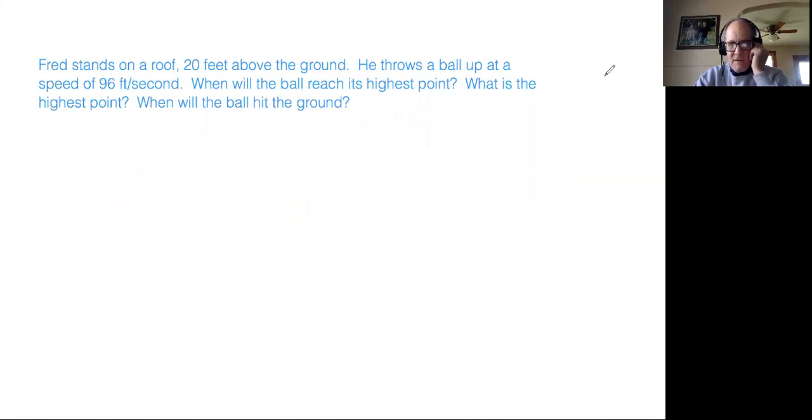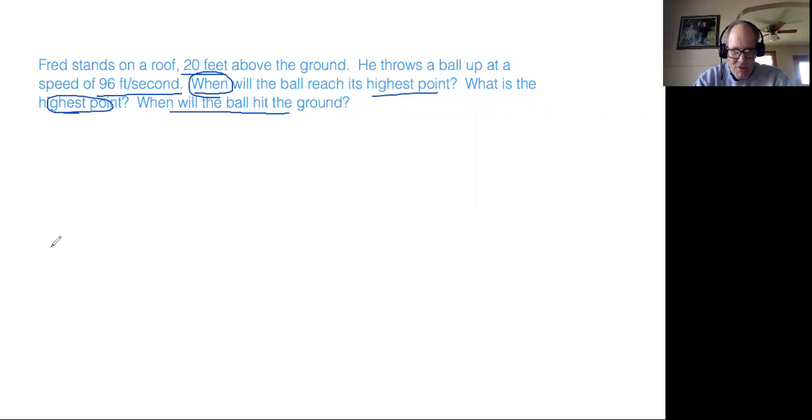And one thing I've noticed, a lot of questions come out of a problem like this. It's this problem: Fred stands on a roof 20 feet above the ground. That's going to be important. He throws the ball up in the air at 96 feet per second. And then here, we're going to look for when will the ball reach its highest point, what is the highest point, and when will the ball hit the ground? Those three questions.